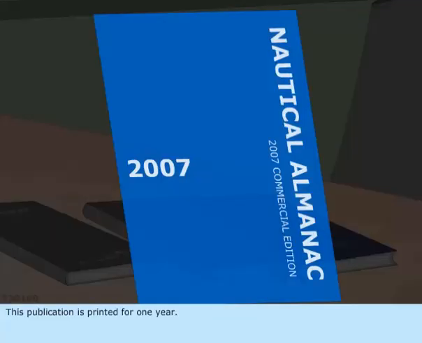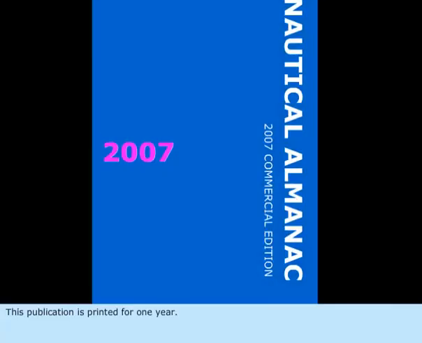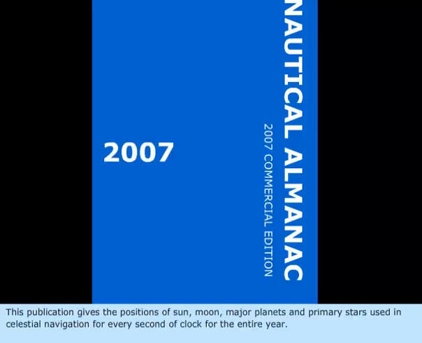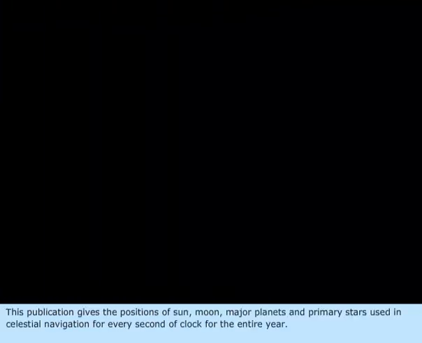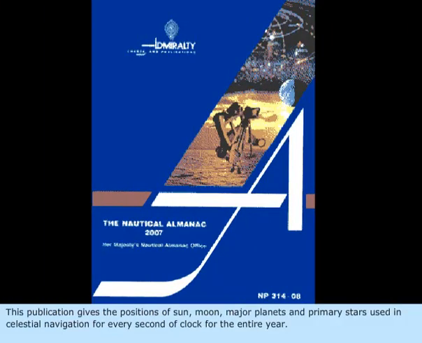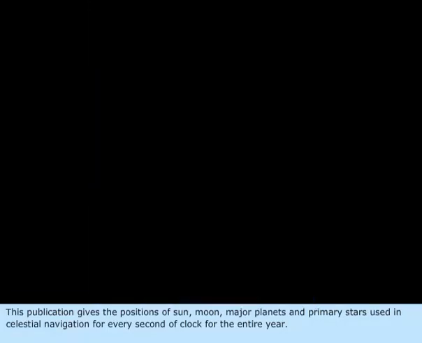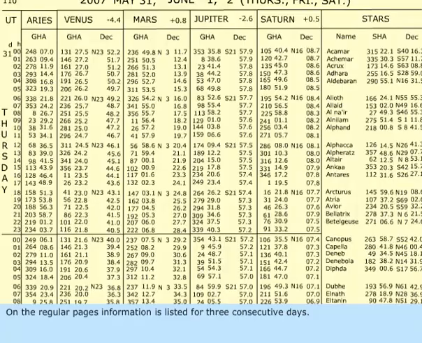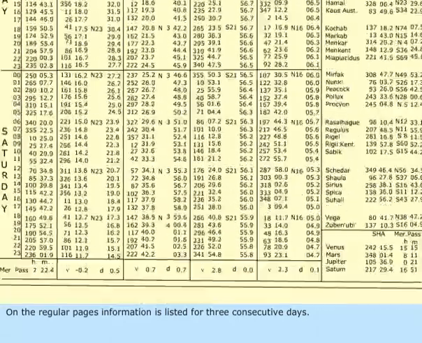This publication is printed for 1 year. This publication gives the positions of the Sun, Moon, major planets, and primary stars used in celestial navigation for every second of clock for the entire year. On the regular pages, information is listed for 3 consecutive days.